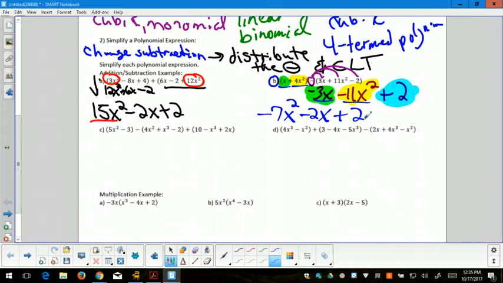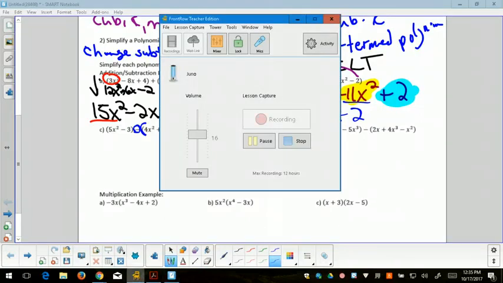Please try this for letters C and D. Be careful though, what is the negative on in letter C? Just this set of parentheses. It's not on any other set of parentheses, just that one. Okay? Give those two problems a try. We'll need time to do D.